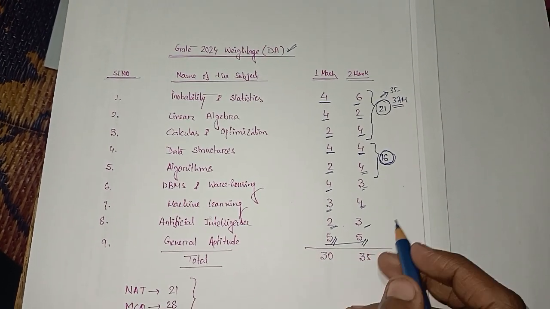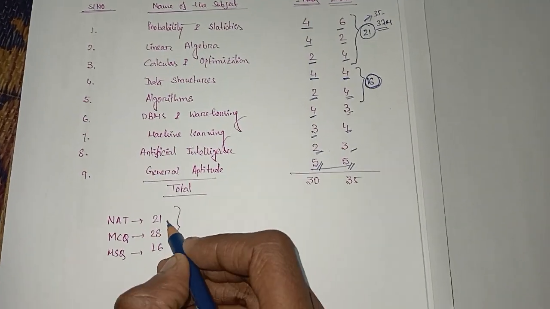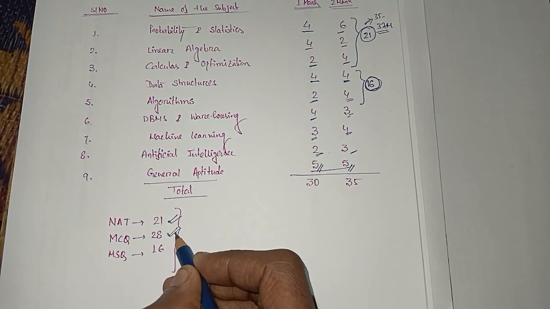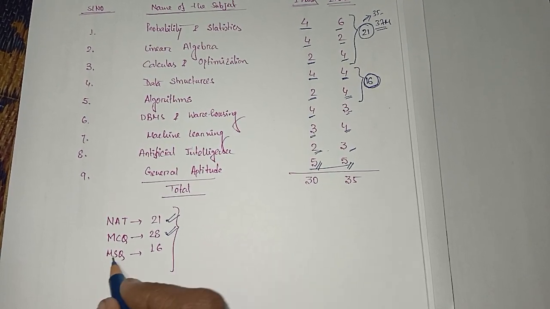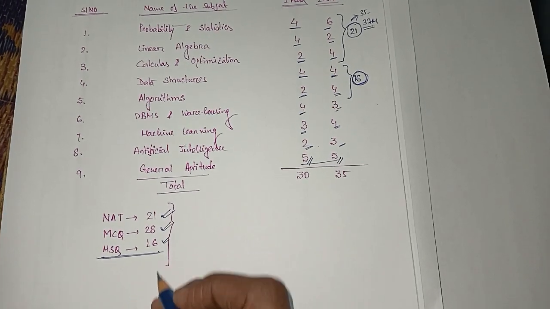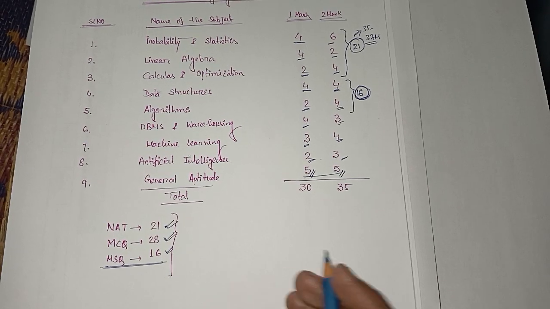So this gives the distribution of around 100 marks for the paper. As for the type of questions, we get 28 MCQs and 16 MSQs, multiple select questions. We will also look at some question analysis in this video.